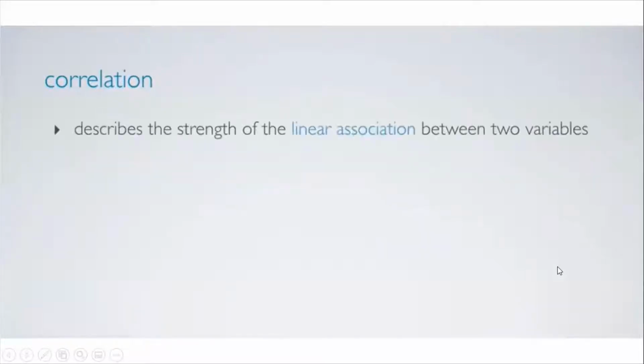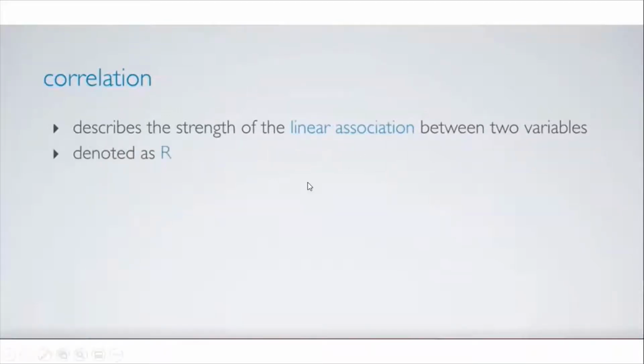So we already talked about correlation in week 2, but here we will talk a little bit more. The correlation describes the strength of the linear association between two variables. So correlation assesses the linear association. We denote this correlation as R, capital R or small r. It's no different.